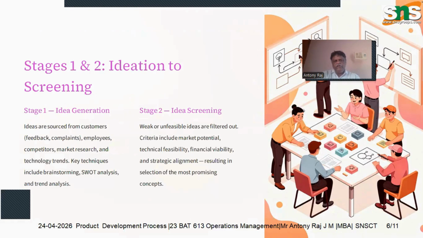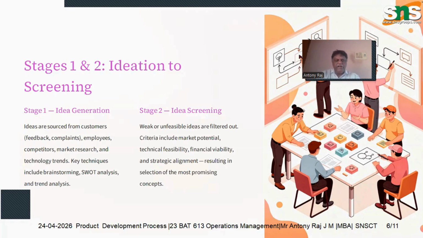And let us look at the stages in a little more elaborate manner. In stages 1 and 2, we have ideation to screening, where we have a lot of ideas. Ideas come from a lot of sources, not only from the employees. They come from the customers, from feedback, from complaints, from market research, from competitors, and from trends. Some of the techniques here involve brainstorming, SWOT analysis, and trend analysis.